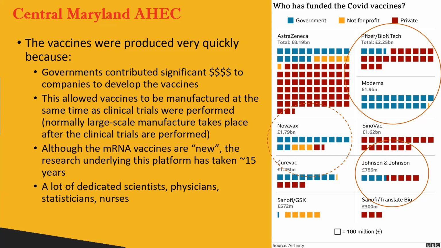Another thing to keep in mind is that although these mRNA vaccines are new, the research underlying the use of mRNA as a vaccine method has taken place for about 15 years now. And then lastly, a lot of people were working on this. So many projects in medicine and science as a whole kind of came to a halt when the pandemic started, and everyone's attention was focused on things to help with the pandemic. So one of those was creating the vaccines. So there were just a lot of people working on this all at one time.